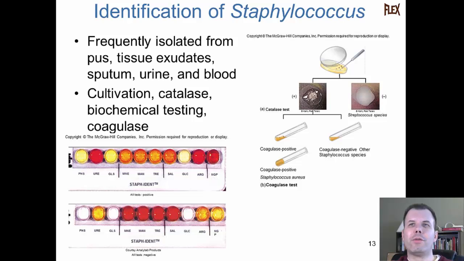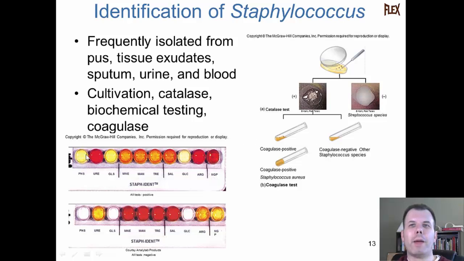Okay, how do we test for it? Again, we can take it from pus, tissue exudates, sputum, urine, and blood and look for the Staph aureus. Obviously, a definitive test to know that it's staph is catalase. So if it bubbles, it's catalase positive, typically staph. Streptococcus is negative for catalase. And then knowing if it's Staph aureus versus other types of staph is that if it's coagulase positive, so it clots the plasma, that's typically Staph aureus. If it does not coagulate the plasma, it's some other type of staph.